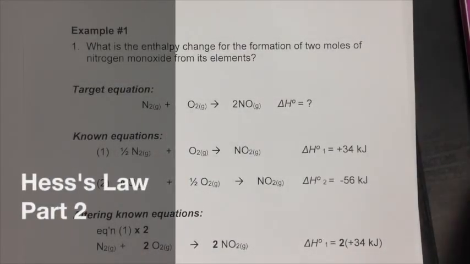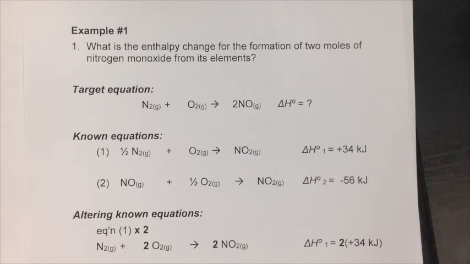Hi again. All right, so we're going to work through example number 1. Now in the first one, it says, what is the enthalpy change for the formation of 2 moles of nitrogen monoxide from its elements? So we are given a target equation. This is what we want to know.